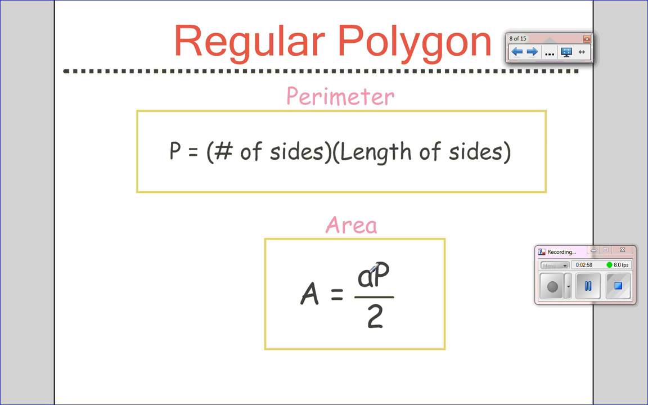So that leads us to our actual formula. The area formula for a regular polygon, in other words, all sides and all angles are congruent, is area equals apothem times perimeter over 2. So apothem times perimeter divided by 2, just like we noticed back there. Of course, the perimeter is the number of sides times the length of each side. Make sure you get this formula down.